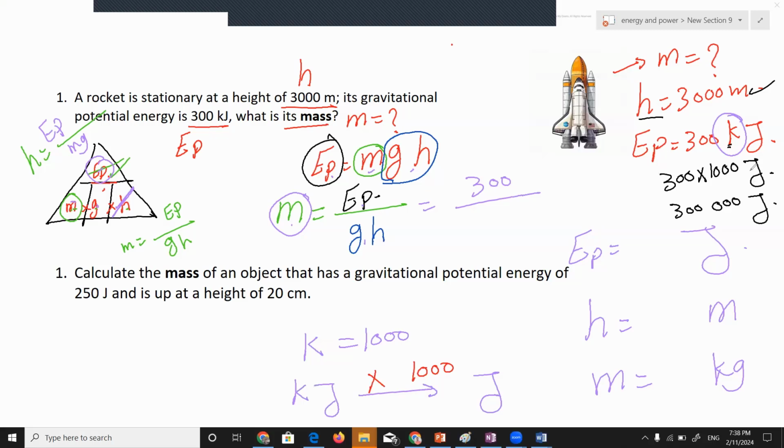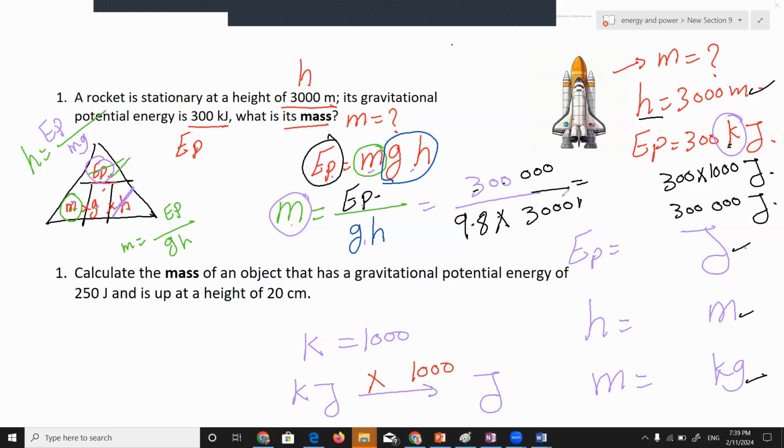Before you start to answer, just be sure you have the gravitational potential energy in joule, the height in meter, and the mass in kilogram. This is very important. G is actually 9.8, or you can use 10, no problem, at least at this level. And the height here is 3,000 meter. Use your calculator and figure it out. This is 300,000 joule.